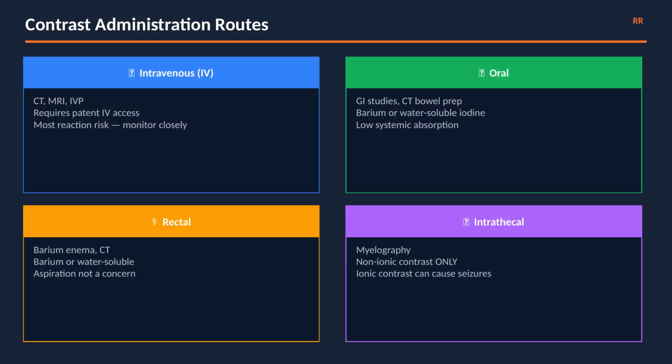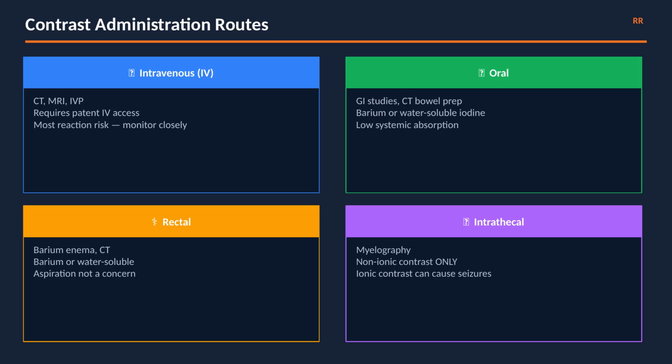A quick breakdown of contrast by exam type to solidify your knowledge. CT of the chest, abdomen, and pelvis: iodinated IV contrast. Non-ionic low osmolality agents are standard today. Upper GI series: barium sulfate, oral. Water-soluble if perforation is suspected. Barium enema: barium sulfate, rectal. Single or double contrast technique.